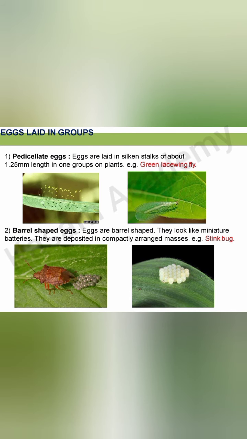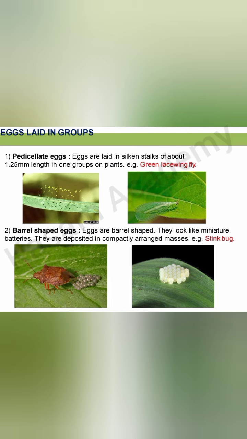Now we will see the eggs which are laid in groups. The first kind of eggs are pedicellate eggs. These are the eggs which are laid on stalks. These stalks are about 1.5 millimeter, and for example you can see in the image the eggs of green lacewing. And the next type of eggs are barrel shaped eggs.